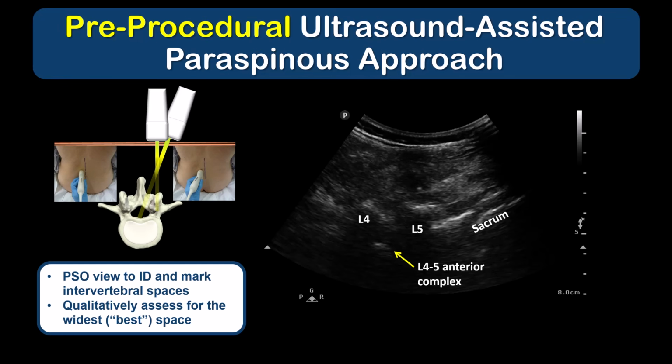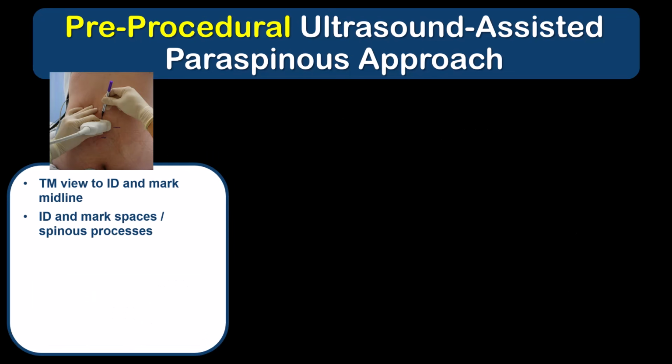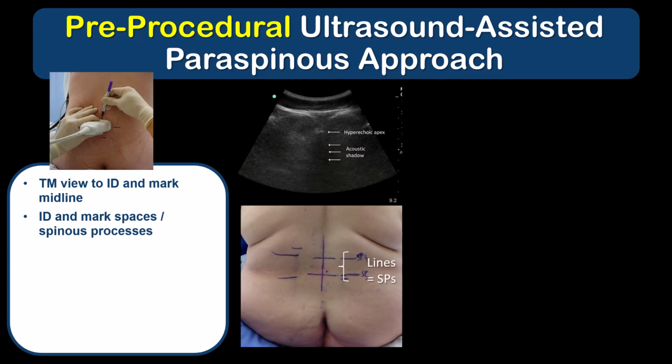And I consider it a large space partly on the spacing between adjacent laminae and the length of the visible anterior complex, but more so on how easy it is to obtain a view of the anterior complex in terms of how much probe manipulation I have to make. I then identify and mark the midline using the transverse midline view and either mark the intervertebral spaces or, if they are not visible, as in obese patients, I mark the spinous processes.